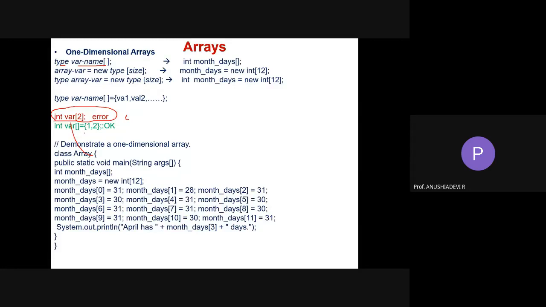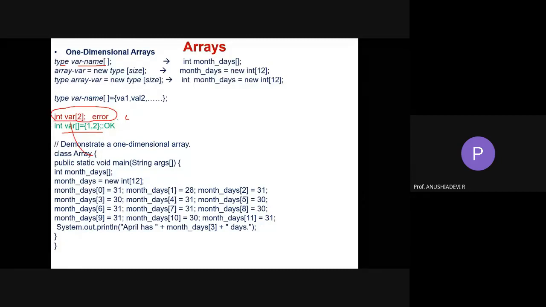Got it? But this is okay: the declaration and initialization, both in the same place. So this is okay in Java as well as in C++. But in C++, you can declare a variable like int var of 2, an array variable, but Java won't allow this.